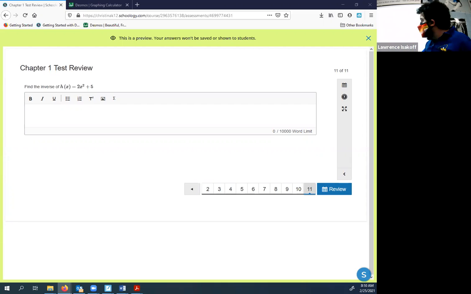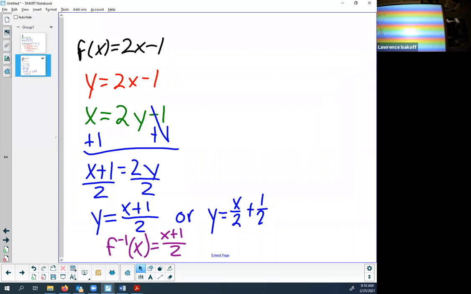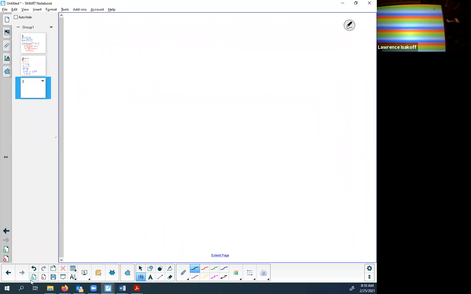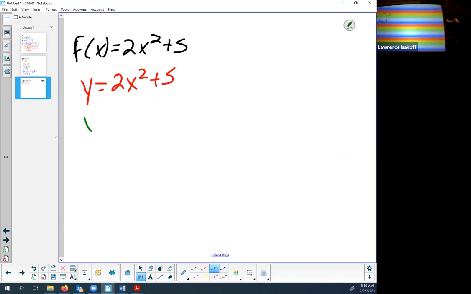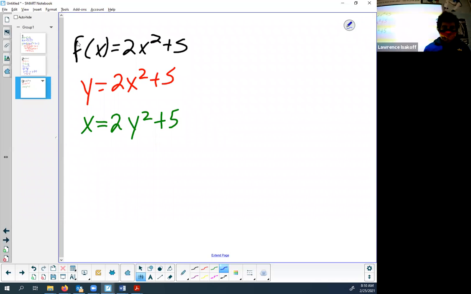So let's pull up that Smart Notebook file and get this last one done. Very similar process. We start f of x is equal to 2x squared plus 5. Rewrite it as y equals 2x squared plus 5. Switch x and y, so the y now becomes x, and then the 2x squared now becomes a 2y squared plus 5. Now it's all a matter of solving for y.